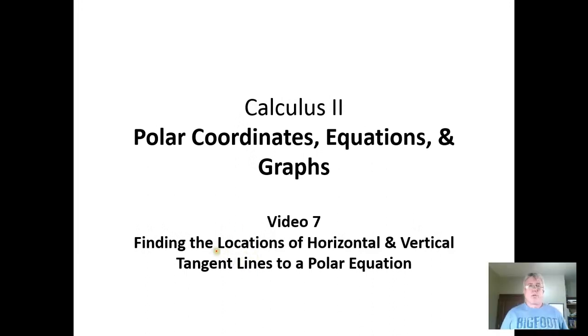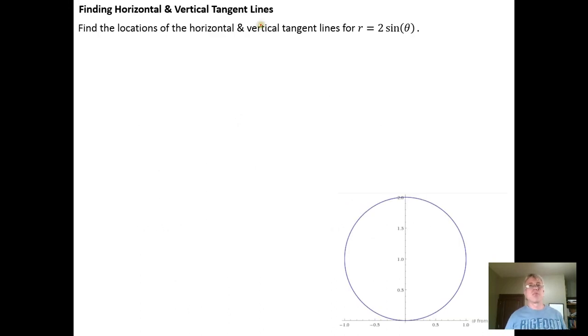So in this video we're going to find the locations of horizontal and vertical tangent lines for a polar equation. The polar equation that we're interested in is r equals 2 sine theta. The graph of it is down here, and just inspecting the graph we're expecting to find horizontal tangent lines here and here, and we're expecting to find vertical tangent lines here and here.